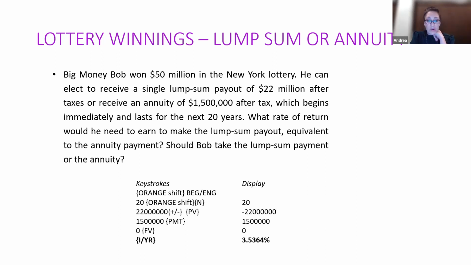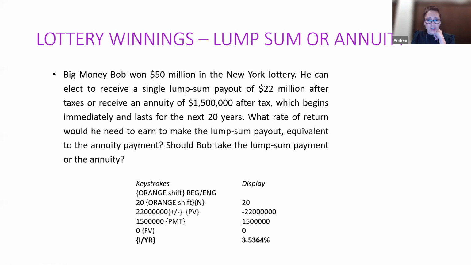Okay, so remember, it's an annuity, and it tells you right here that he's going to take it immediately. So we're going to be in begin mode. The cash is coming at the beginning of the time period. It's going to be for 20 years. Our calculator should be set to one payment per year.